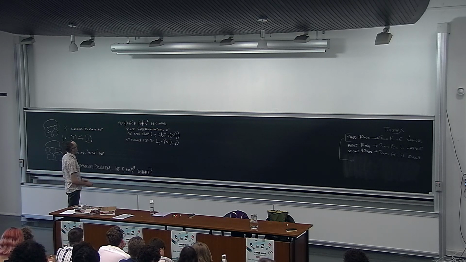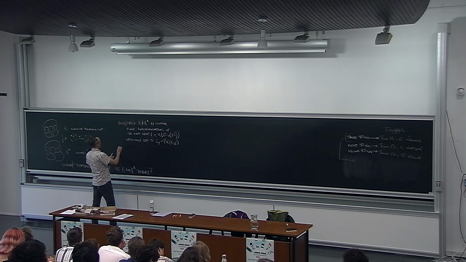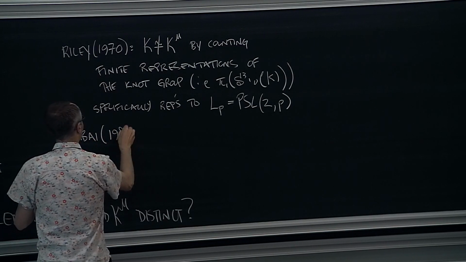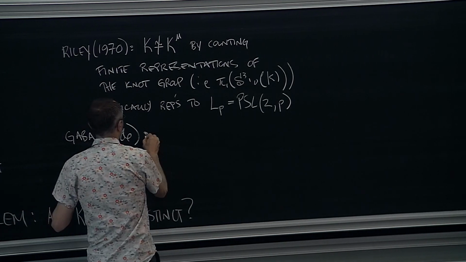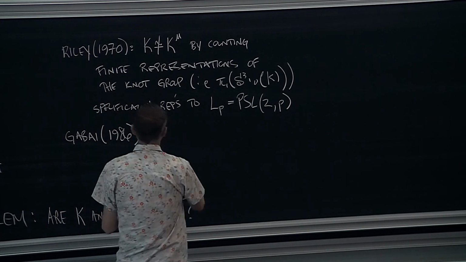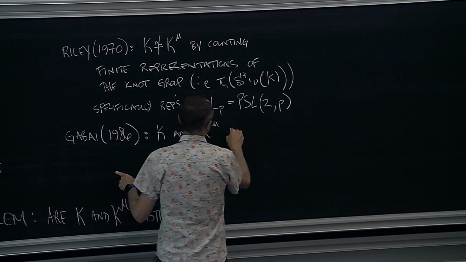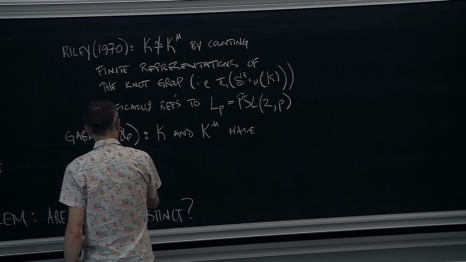Okay, so something that we learned about last week, very briefly, is that there's work of Gabai that comes later, 1986. And contained in this work is the fact that K and K mu have a different Seifert genus.